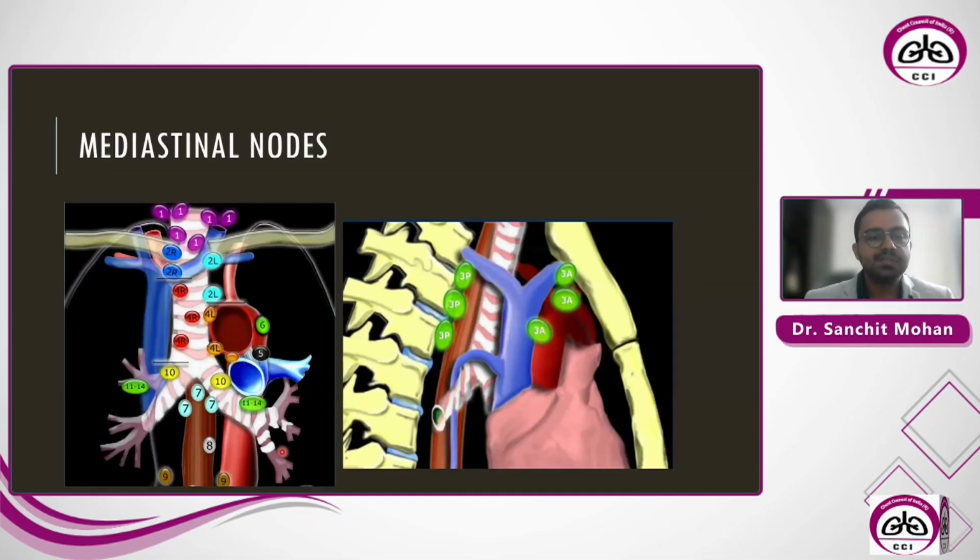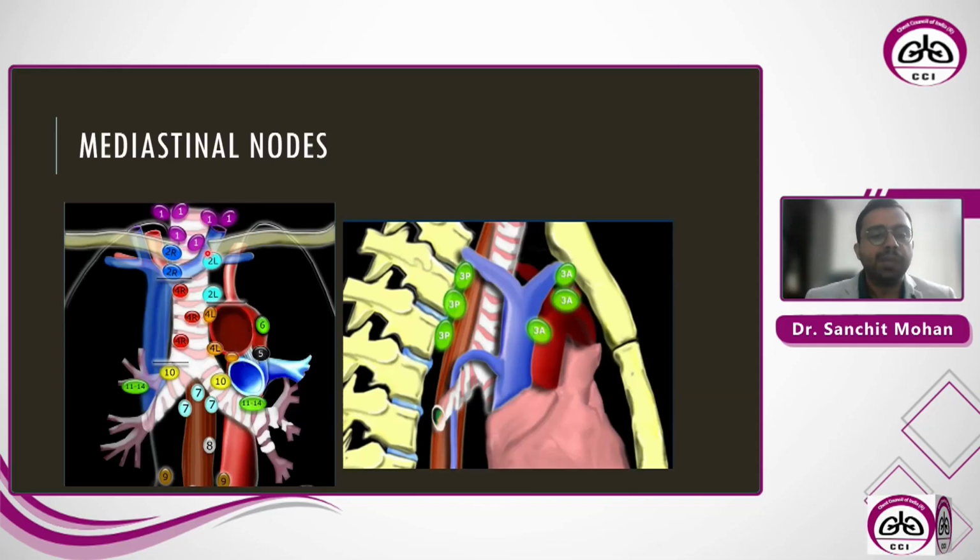So basics first. This is the IASLC mediastinal node mapping. This is a beautiful diagram showing all the mediastinal lymph nodes in the coronal section and the sagittal section. This is station 1, for which we usually don't need to do an EBUS, because this can be easily sampled through USG guided biopsies or FNACs.